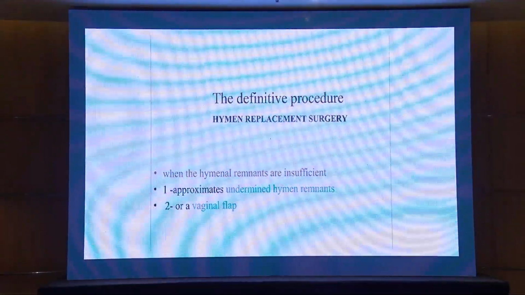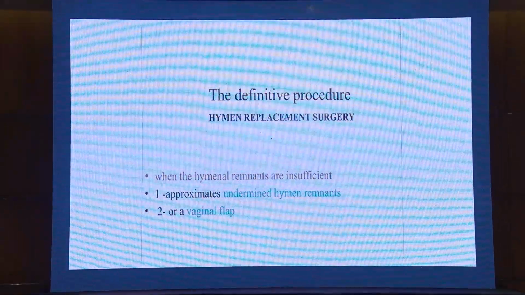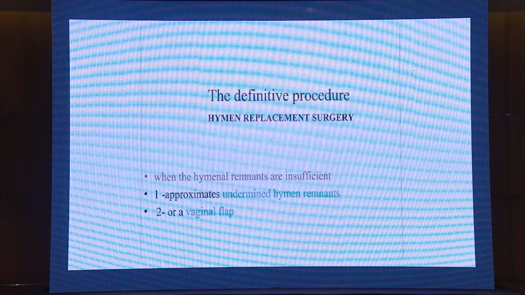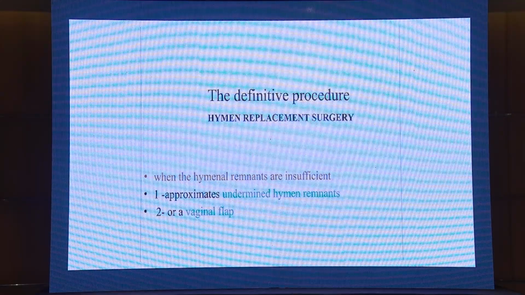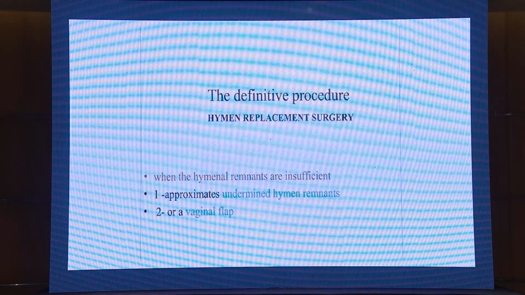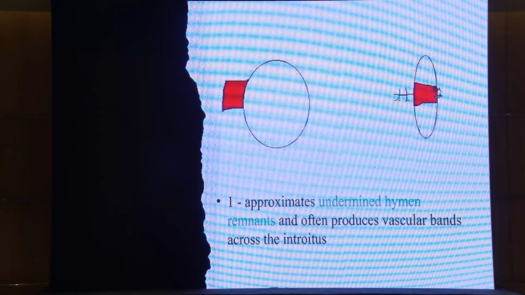So now we come to the hymen replacement surgery, which is the definitive surgery, what we call hymenoplasty. When the hymenal remnants are insufficient, we approximate the undermined hymenal remnants if they are available. Otherwise, we create vaginal flaps to create one. Undermined basically means there is no remnant left. So what we do is make slits around the hymenal ring, and we take a small piece of tissue.